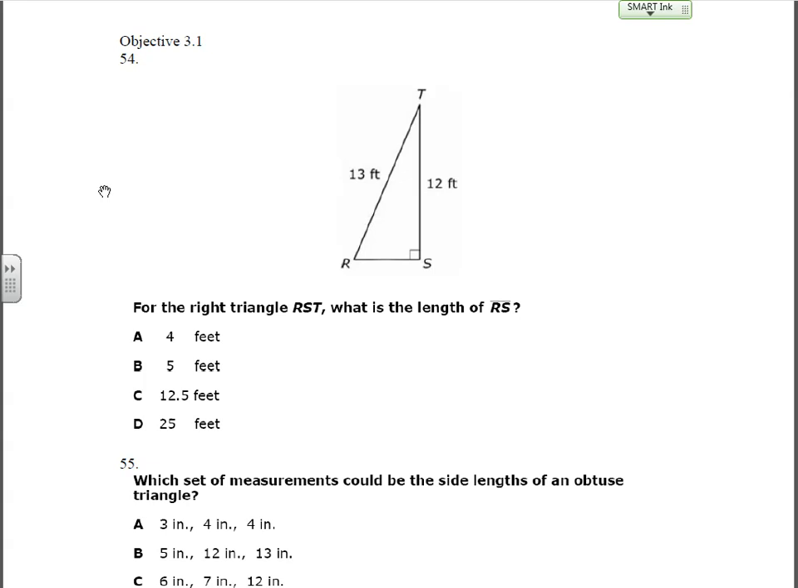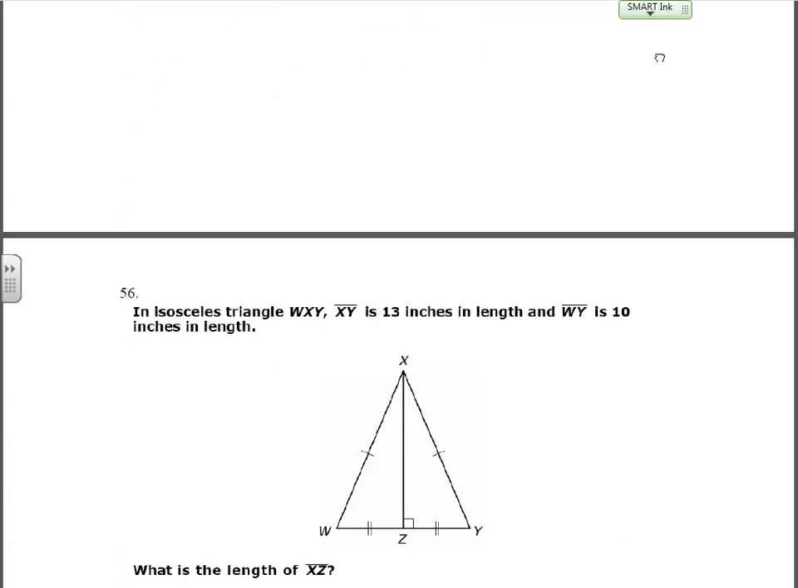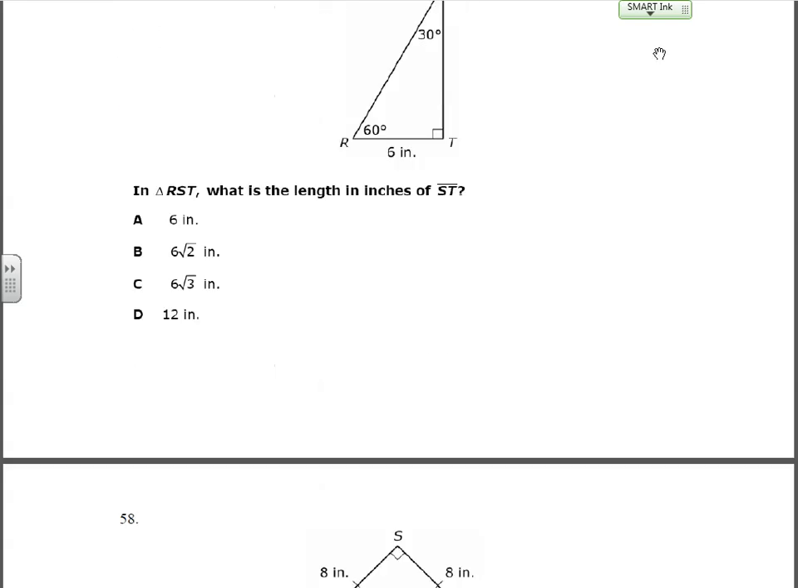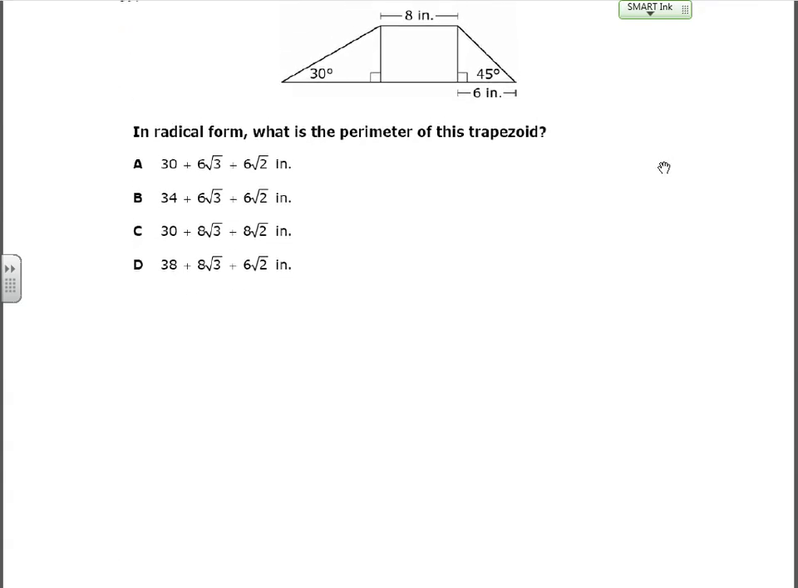What number are we on? We're kind of working through after 54, and I've got 59 highlighted next. Is that one that you had? Yeah. So anything through 59? Nope. Okay. I highlighted 59 because we have not talked about roots yet. We will shortly. But it says, in radical form, what is the perimeter of this trapezoid?